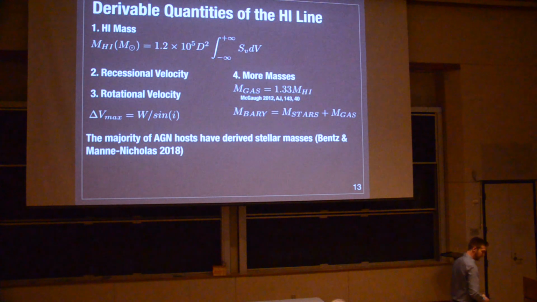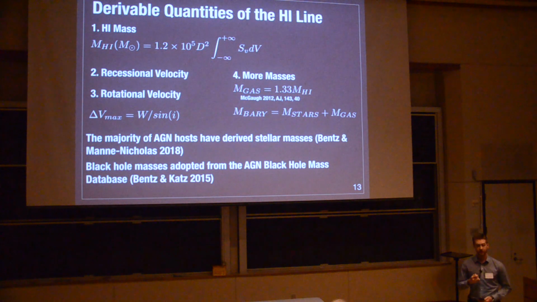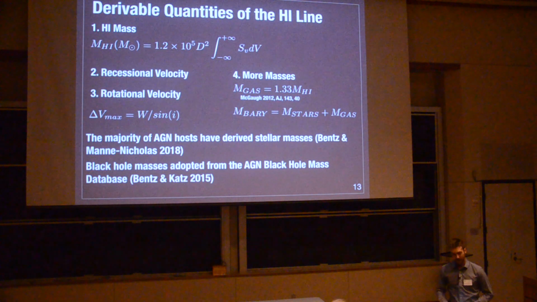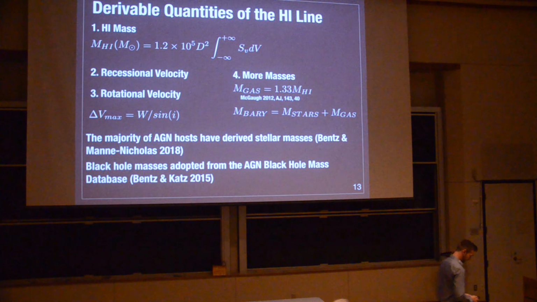For the ones that I'm looking at, the majority of the AGNs in my sample have derived stellar masses from Benson, Manny, Nicholas 2018. And they also have black hole masses from reverberation mapping experiments, and they're all in the AGN black hole mass database. And if you want to know more about reverberation mapping, you can feel free to talk to me after.